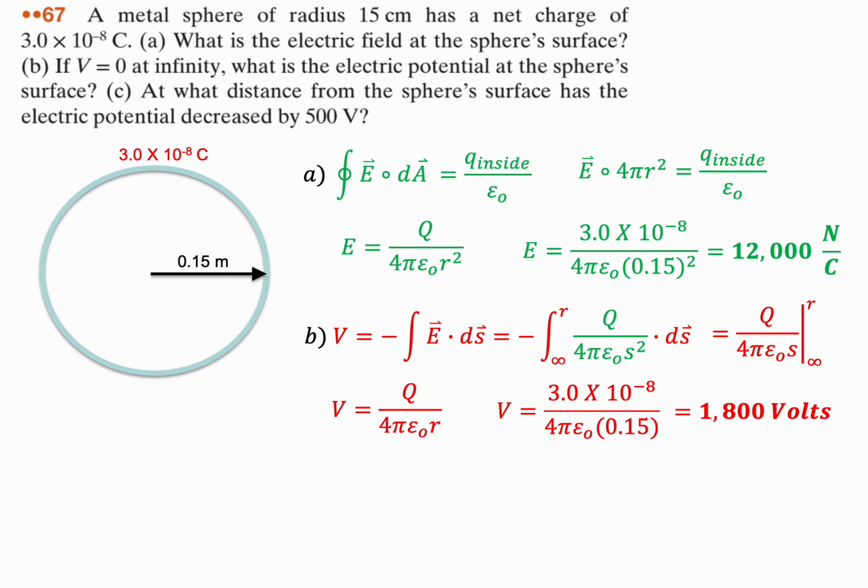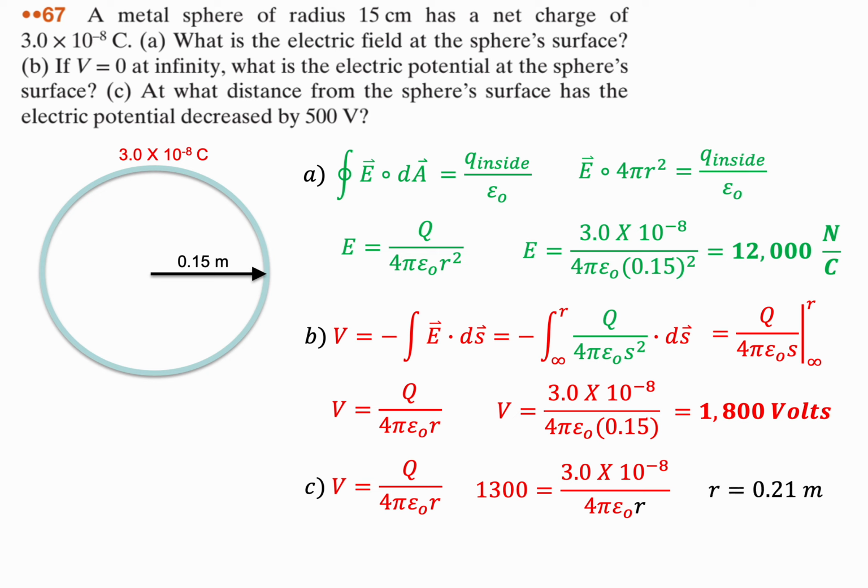Part C. At what distance from the sphere's surface has the electrical potential decreased by 500 volts? It was at 1800. We just need to figure out, hey, when is the potential 500 volts less than that, or 1300 volts? In this case, we're solving for r. And if you solve it real quick, you'll discover that distance is 0.21 meters.